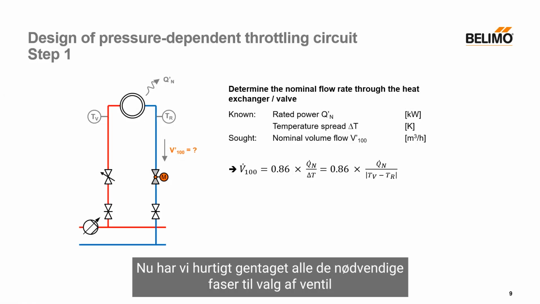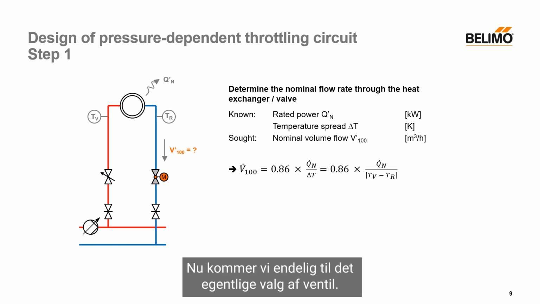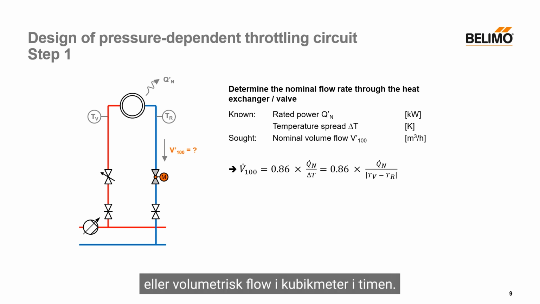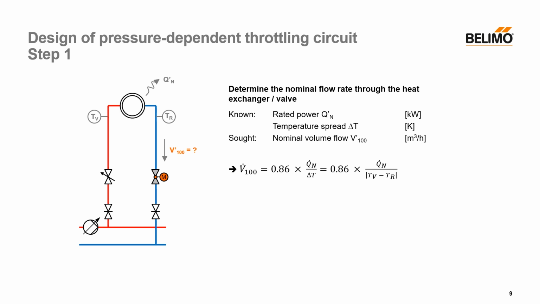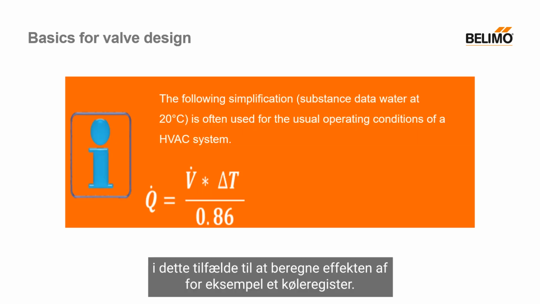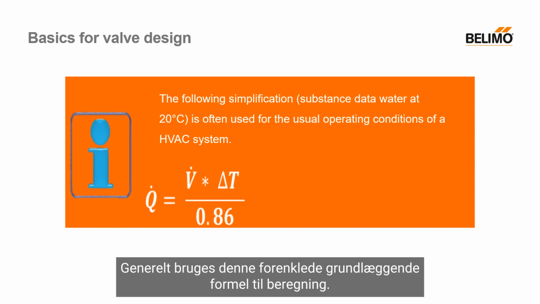Now, we have repeated all the necessary things for valve selection in fast forward. Now we finally come to the actual valve selection. Step 1. We need the nominal flow or volumetric flow in cubic meters per hour. For this purpose, we take the simplified formula, in this case to calculate the power of, for example, a cooling register. In general, this simplified basic formula is used for calculation.